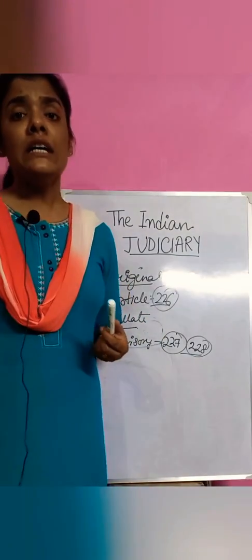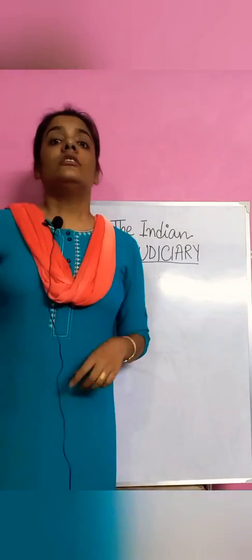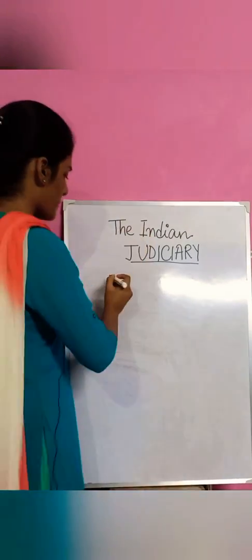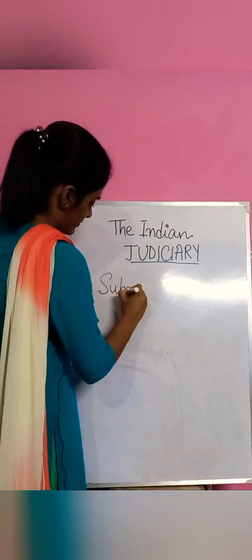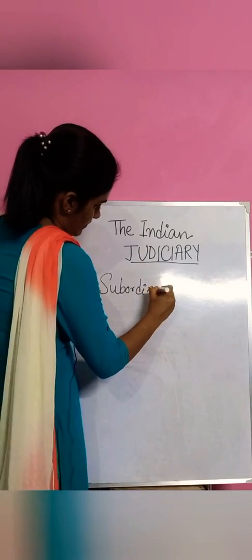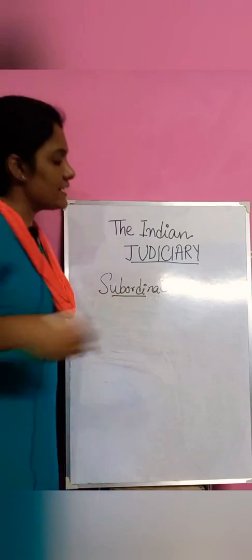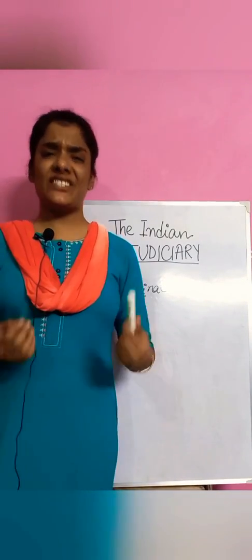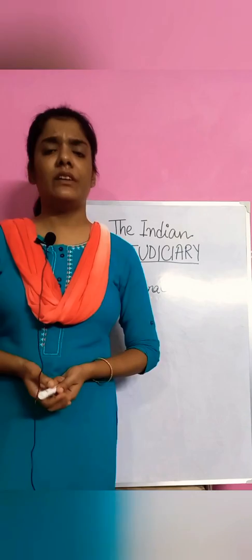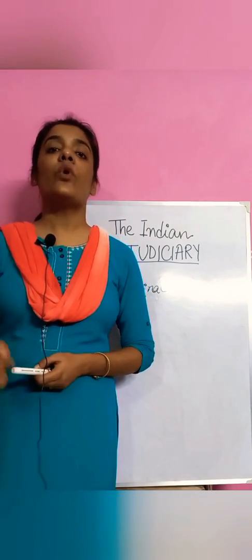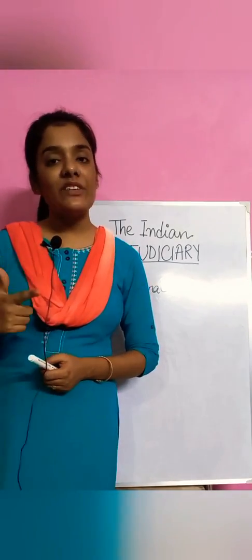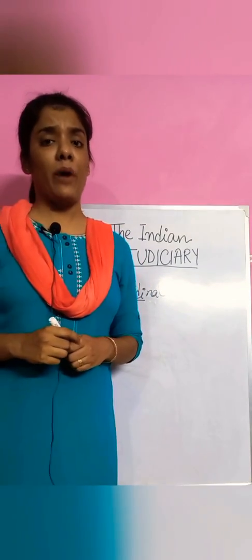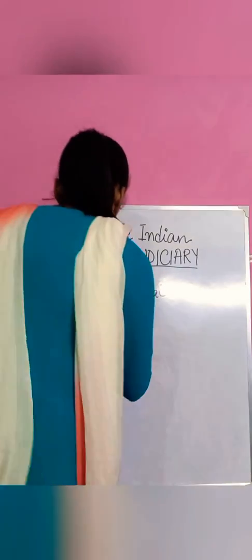Next we will move on to the subordinate courts. The courts at the district level or at the local level are usually known as subordinate courts. The subordinate courts or the district courts can be of various types. But in your book, you have only revenue court, Nyay Panchayat and the Lok Adalat. At first, we will study about the revenue court.